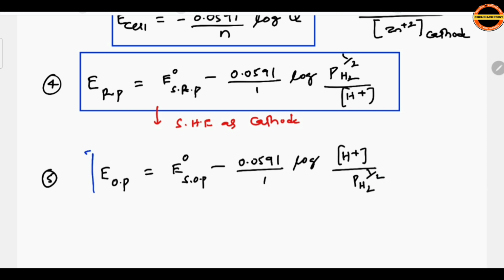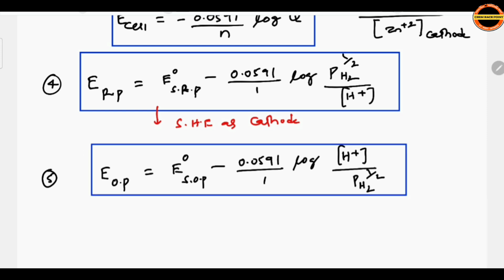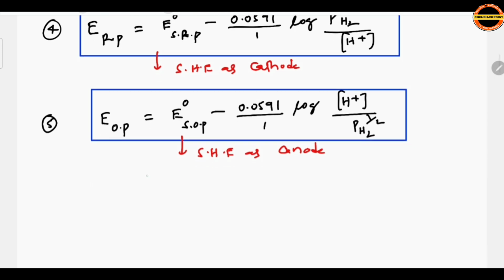See now, one more equation. If the hydrogen electrode, question given as anode, SHE as anode, see here, standard hydrogen electrode as anode. Remember here E0 SRP and E0 SOP, the standard oxidation potential and standard reduction potential of SHE, standard hydrogen electrode, is assumed as 0. Because of negligible potential, they assumed it as 0.